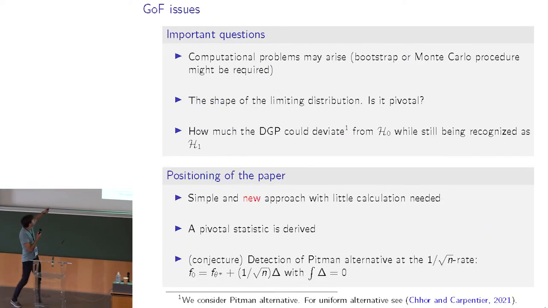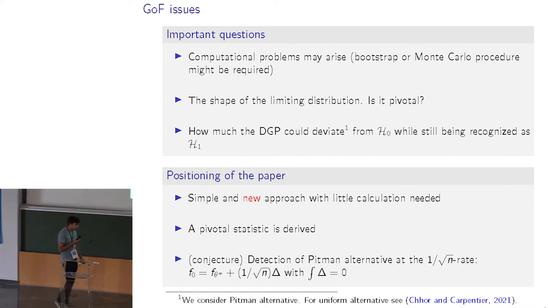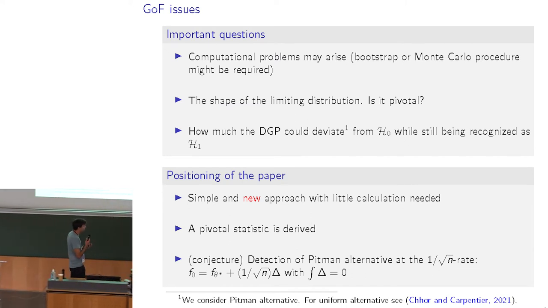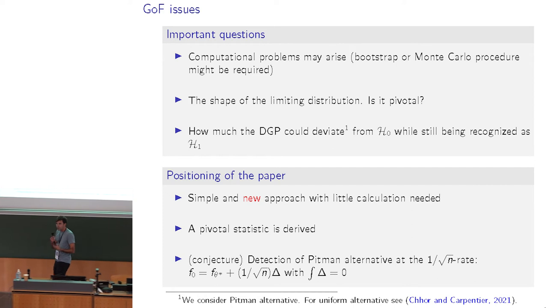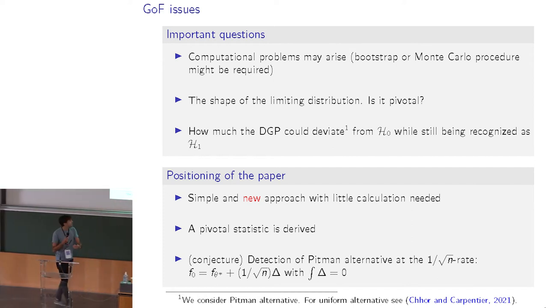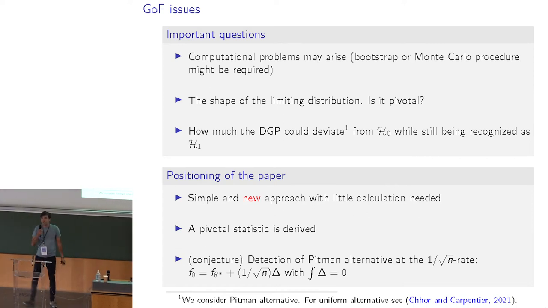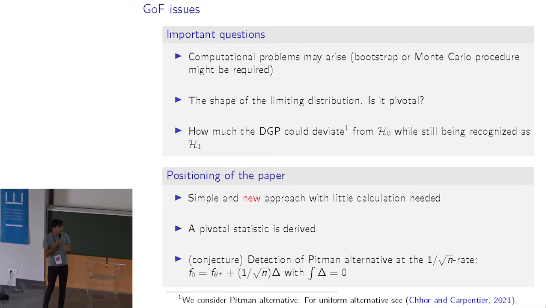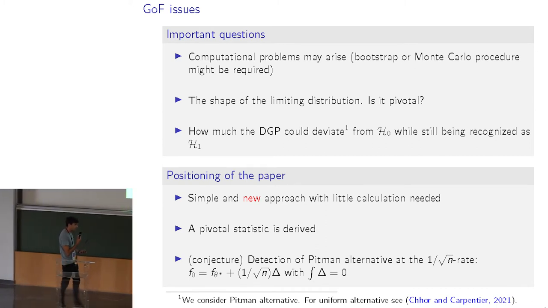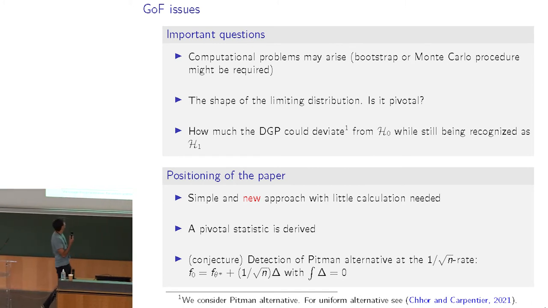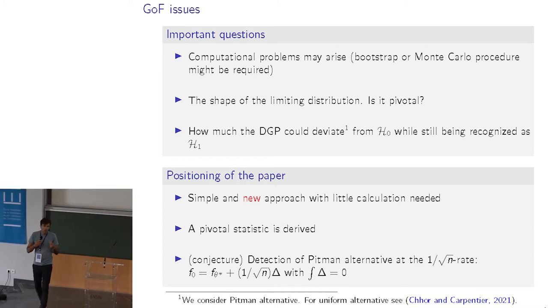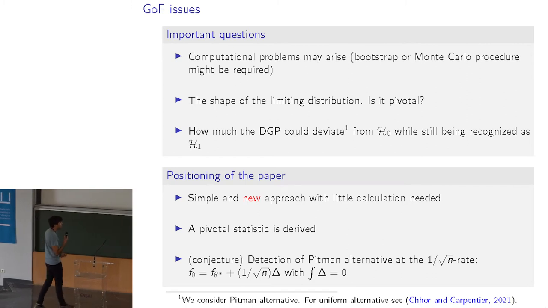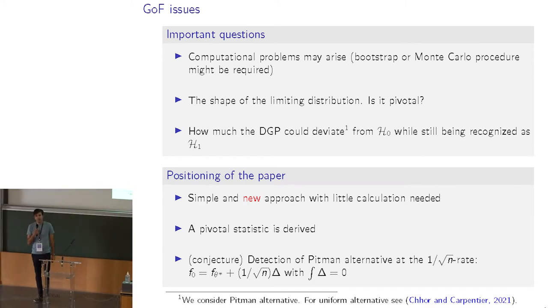To sum up, the important questions in this literature are, first of all, computational questions. Is my statistic easy to compute? Do I need a Monte Carlo procedure? Related to that question is the shape of the limiting distribution: is it pivotal? If it's not, some bootstrap procedure could be required, and so additional computational resources would be needed. And last, the question of power, which is how much my data could differ from the null while I still detect the alternative.